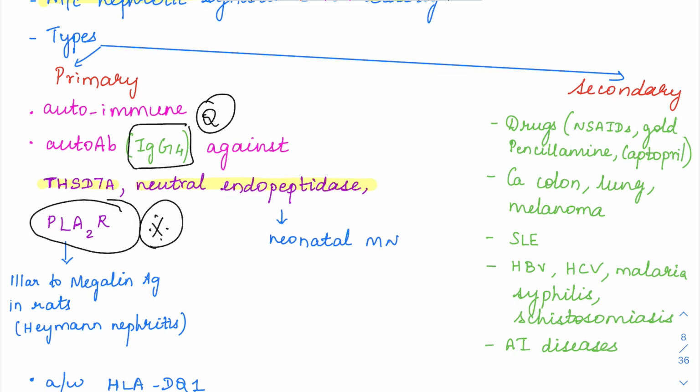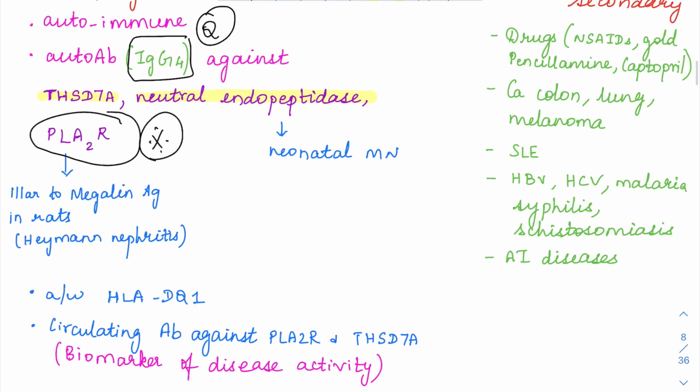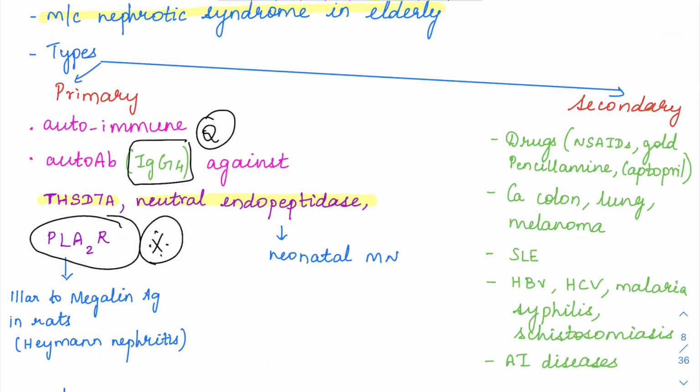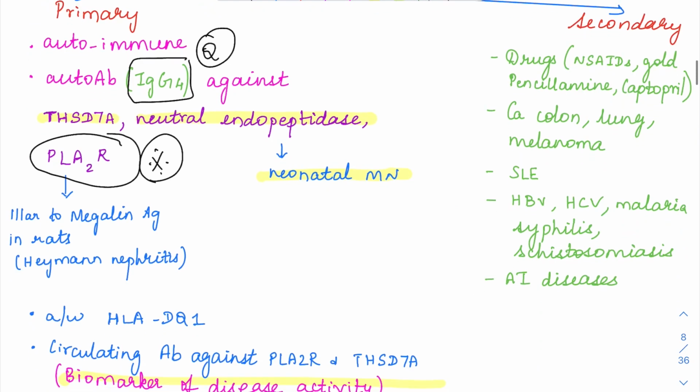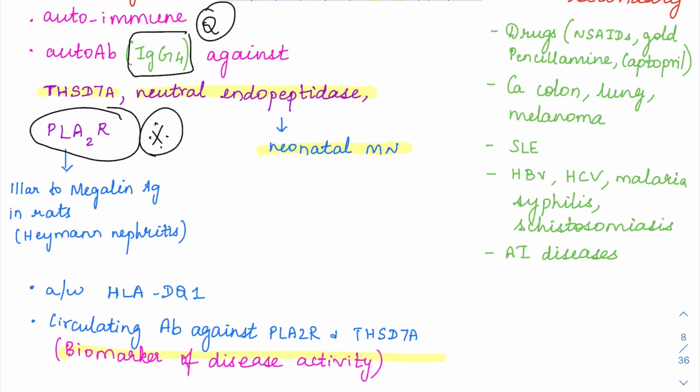If you measure these autoantibodies, the levels are going to correlate with the severity of the disease, so they are considered to be biomarkers for this disease. If the target antigen is a neutral endopeptidase, it can result in neonatal membranous nephropathy. Okay, remember that N for N. And for the phospholipase A2 receptor, I need to mention one small thing.